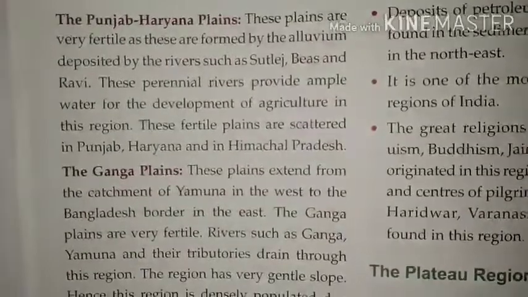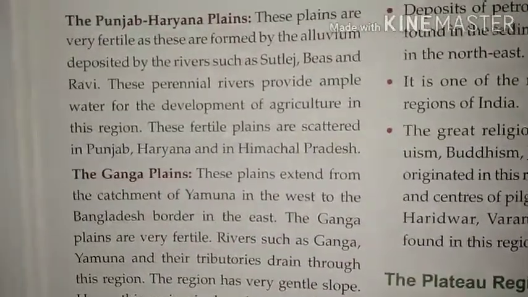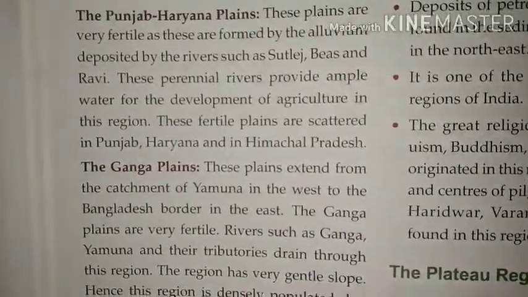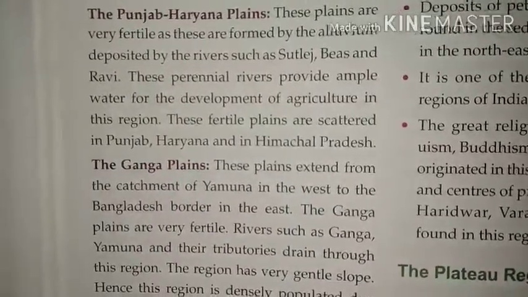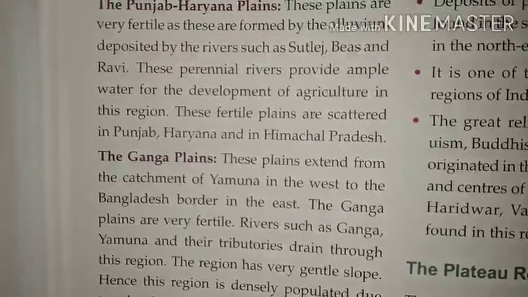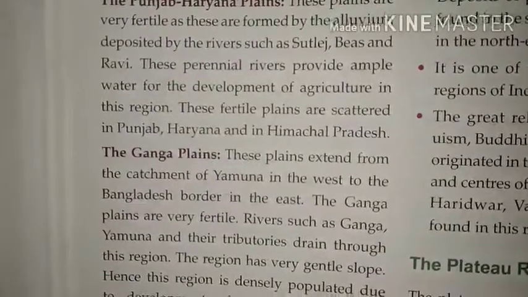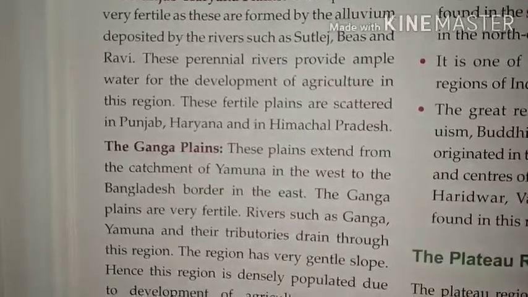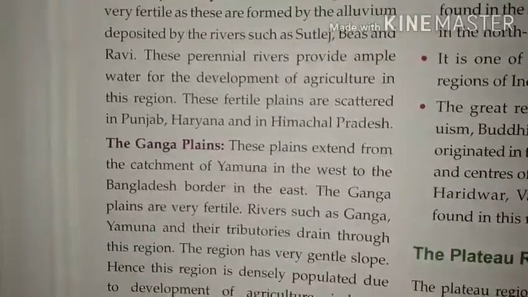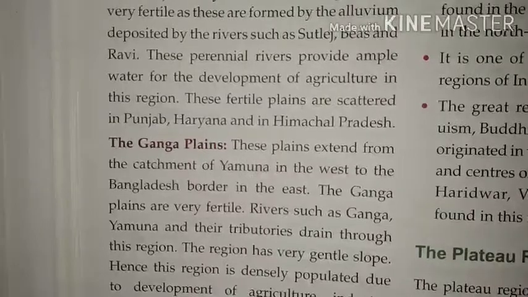Now the next division is the Punjab Haryana plains. These plains are very fertile. These are formed by the alluvium deposited by the rivers such as Satluj, Beas and Ravi. These perennial rivers provide ample water for the development of agriculture in this region. These fertile plains are scattered in Punjab, Haryana and in Himachal Pradesh.